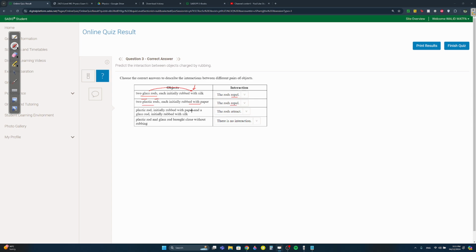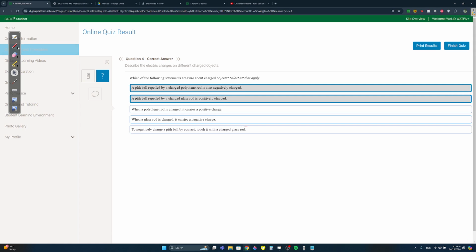When you have two negatives, they repel. A plastic rod rubbed with paper, so negative. Glass rod rubbed with silk, so positive. Negative and positive, opposite charges attract. Plastic and glass brought close without rubbing: without rubbing, no interaction. Why? Because there's no rubbing, there are no charges. They're both neutral. Nothing will happen.